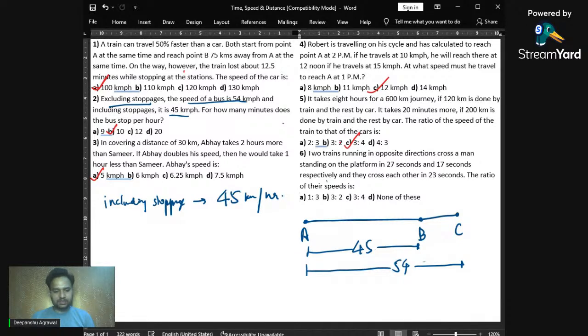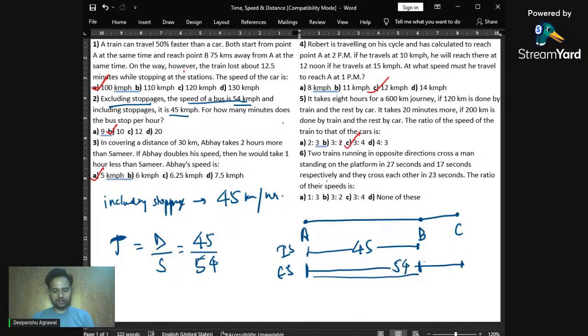So you just have to calculate how much time the bus would have taken excluding stoppages. This was including stoppages, this was excluding stoppages. So how much time would the bus have taken excluding stoppages to cover this distance of 45 kilometers? The time taken by the bus to cover 45 kilometers with the speed of 54 kilometer per hour would have been how much? Speed equals distance upon time, so time is equal to distance by speed. The distance is 45, and the speed without stopping is 54.